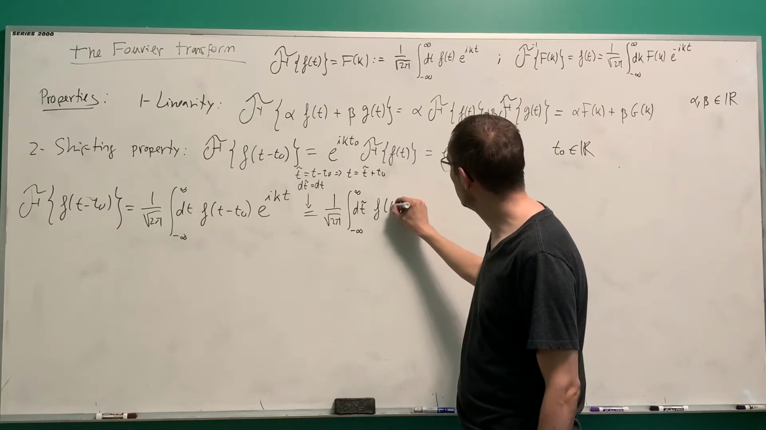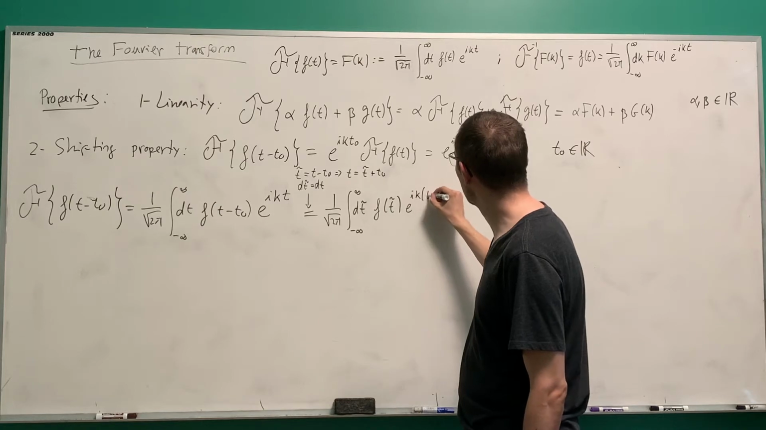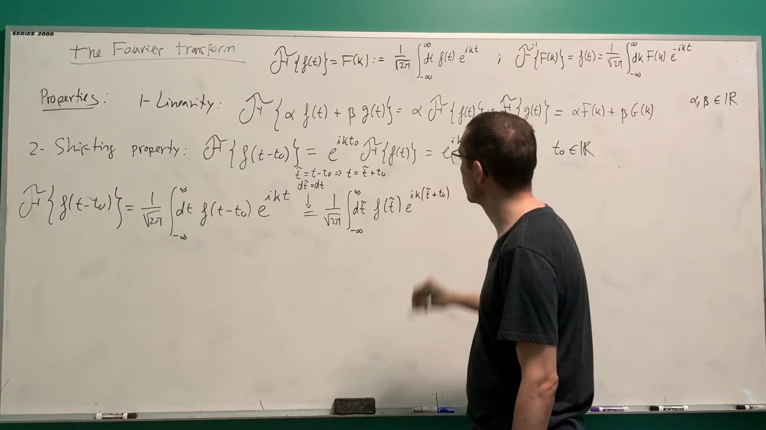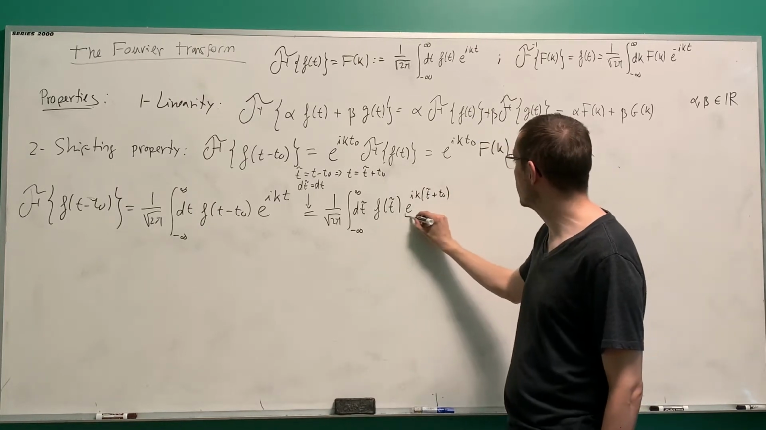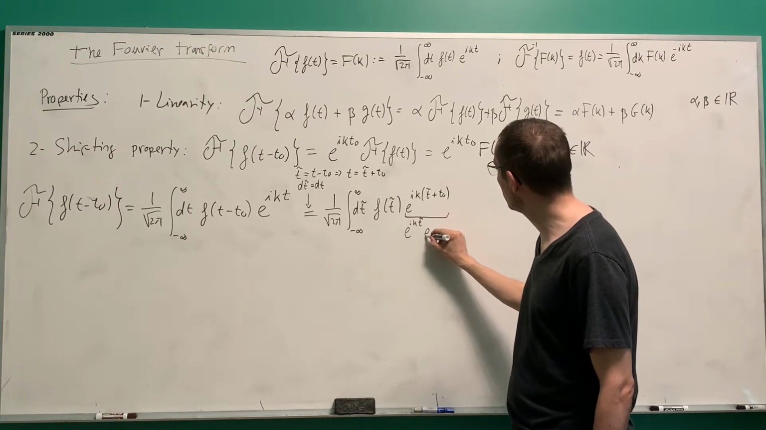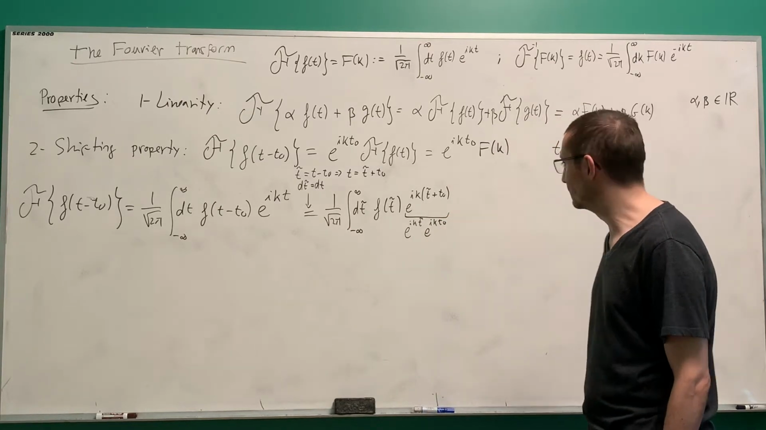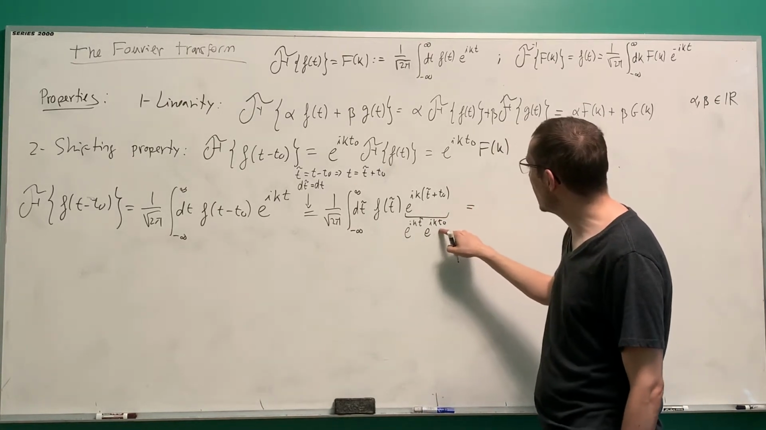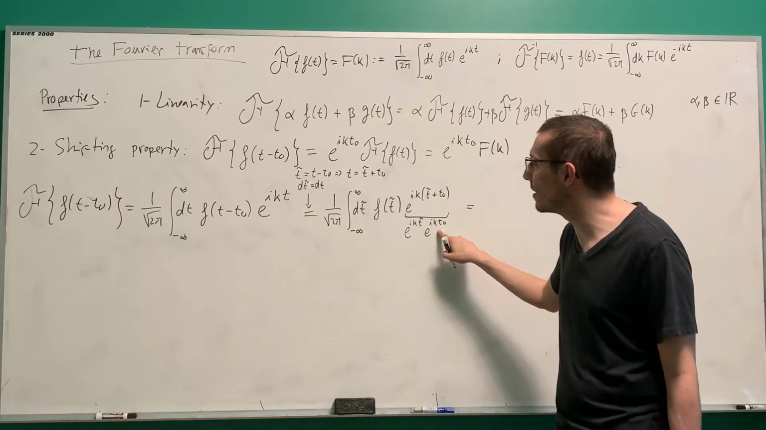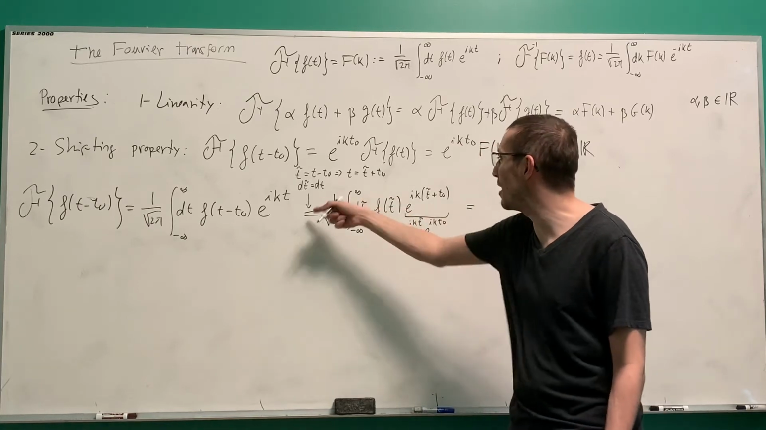Now I get f of t tilde, and now I get e to the i k multiplying t tilde plus t0. All right. Oh, but nice enough, this thing is e to the i k t tilde times e to the i k t0. Isn't that wonderful? Right, because e to the i k t0 is not a function of t tilde. So it's a constant with respect to this integral. It can come out of the integral.